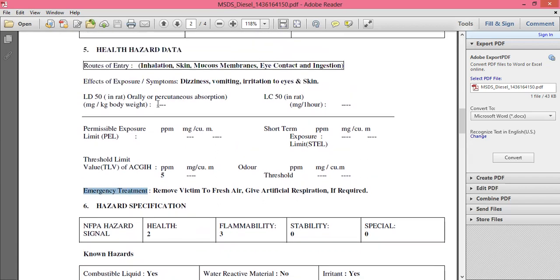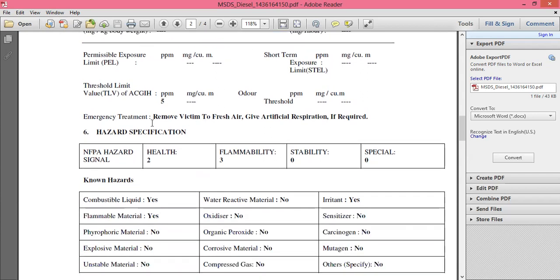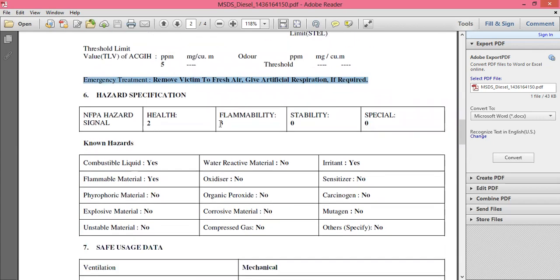If you get any of these happening, that is inhalation, skin, mucous membrane, eye contact, and ingestion, you have to do this. Emergency treatment says you have to remove the victim to fresh air. If the person is not able to breathe, you have to give artificial respiration if required. So this is the first aid you have to give in reference to this particular cargo.